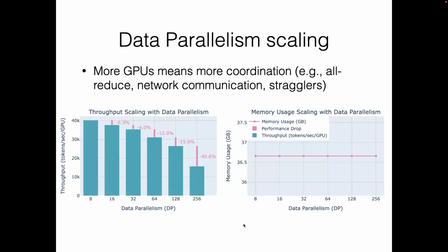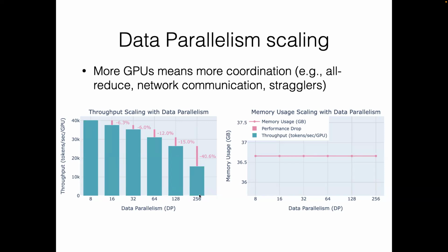Okay, so here the question is, can we just do this and is everything solved? Well, it turns out, unfortunately not. So first of all, if you have more GPUs, then you have more coordination. So in these all reduce operations, for example, you're sending data, potentially really large amounts of data. So that's going to incur some cost.